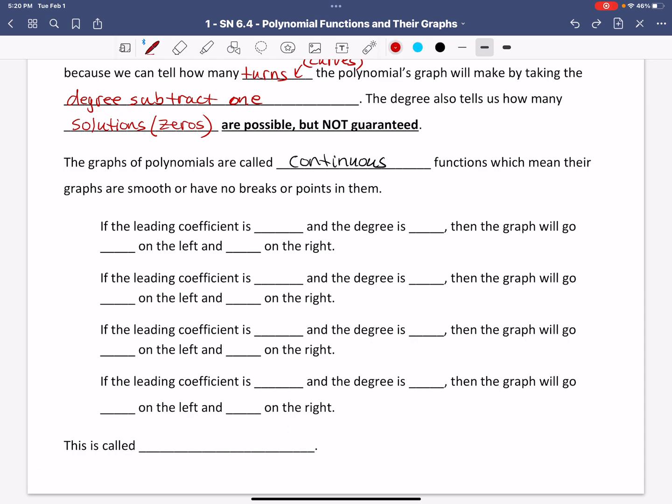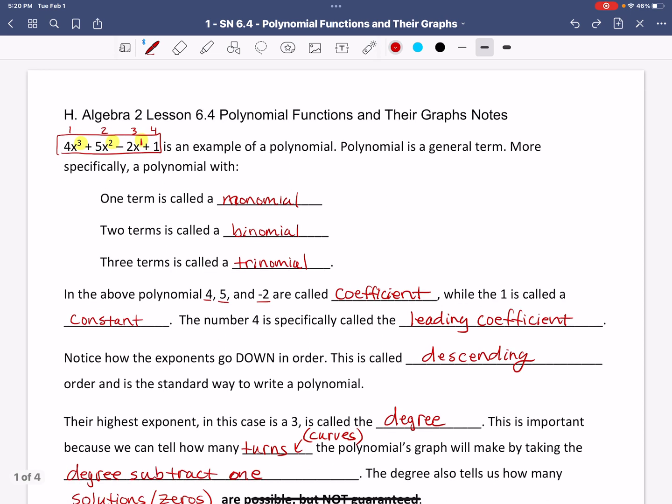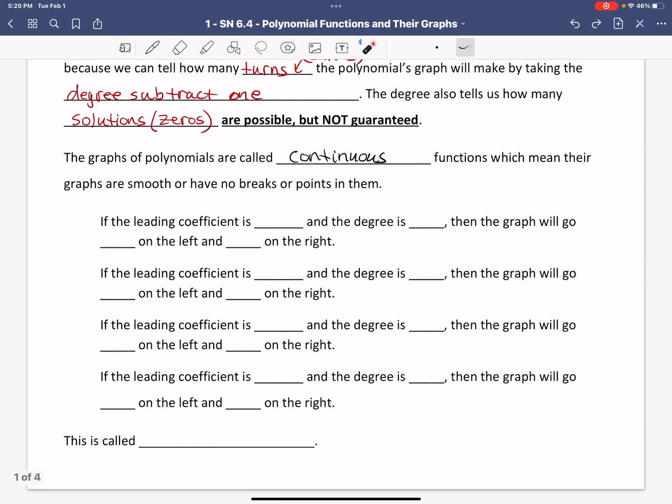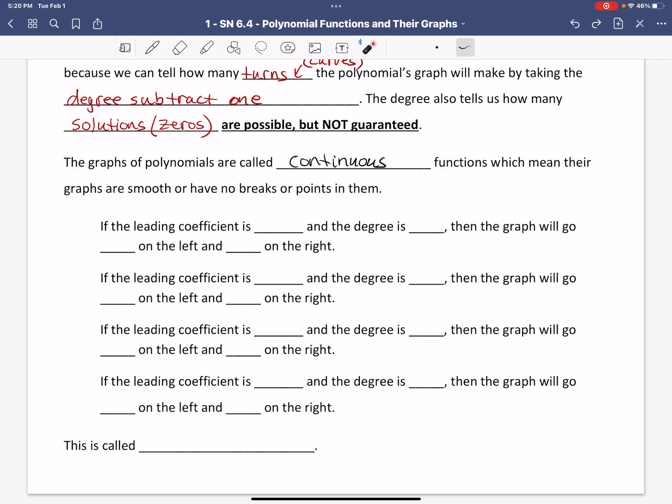This says that if the leading coefficient, remember that would be the 4 right here, and the degree, that would be the 3 right there, is positive and the degree is odd, then the graph will go down on the left and up on the right. If the leading coefficient is negative, but the degree is still an odd number, then the graph will go up on the left and down on the right.